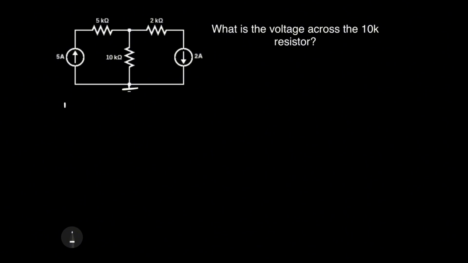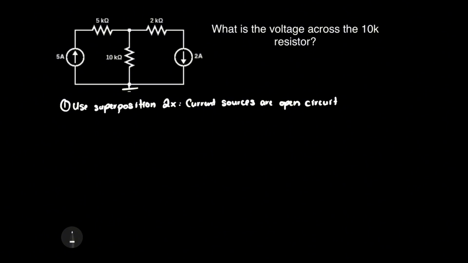superposition. So in step number 1, let's first write our strategy when it comes to superposition. When we use superposition, we simply turn on and off different voltage or current sources. Since we have two current sources in this question, we need to use superposition twice. Once when we turn off the 5 amp and once when we turn off the 2 amp current source.